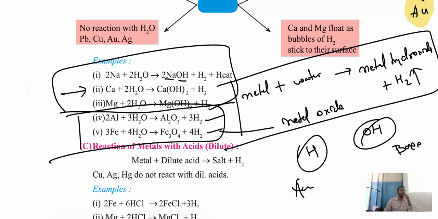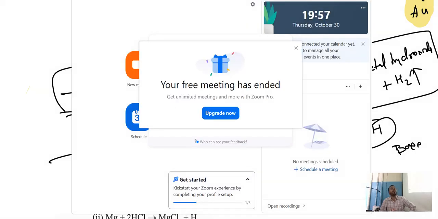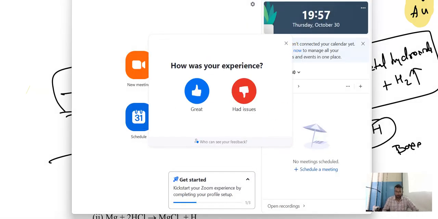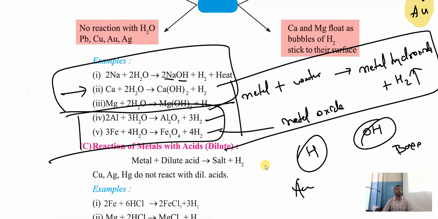Understood? Here, you can expect a multiple choice question. When aluminium reacts with water, it forms dash: metal oxide, metal hydroxide, both A and B, or none of these. Like this, they will ask you. When aluminium reacts with water, it gives metal oxide or metal hydroxide. I hope you have understood with both these examples.